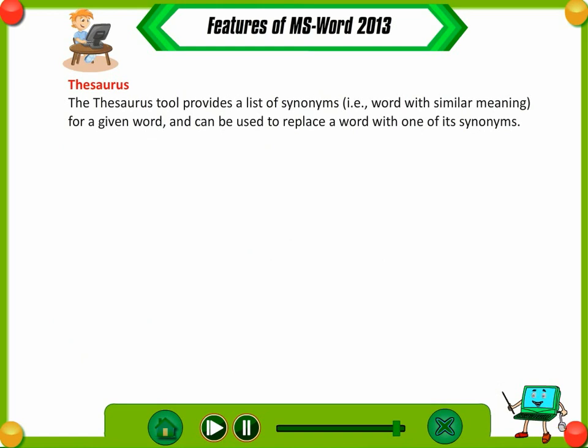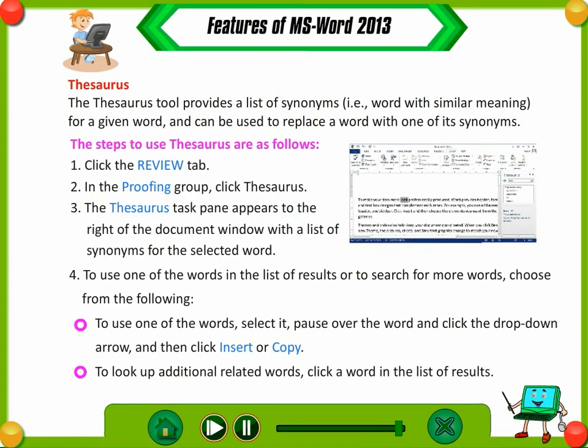Thesaurus. The Thesaurus tool provides a list of synonyms, that is, words with similar meaning, for a given word and can be used to replace a word with one of its synonyms. The steps to use Thesaurus are as follows. Click the Review tab. In the Proofing group, click Thesaurus. The Thesaurus task pane appears to the right of the document window with a list of synonyms for the selected word.